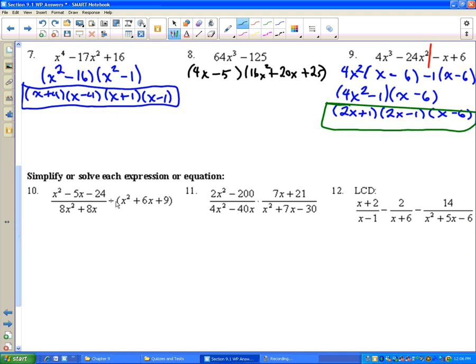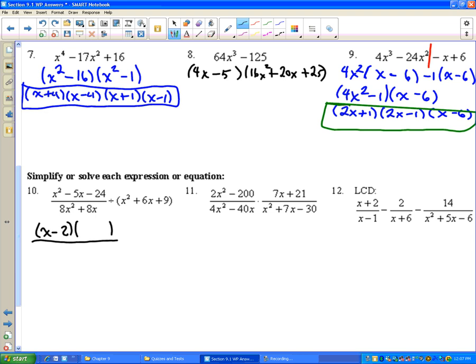Number 10. This is a multiplication problem. I want to go ahead and factor all 3 of these trinomials or binomials. X squared minus 5x minus 24. What multiplies to be negative 24 and adds to be negative 5? I'm going to go ahead and say that's going to be 8 and 3.